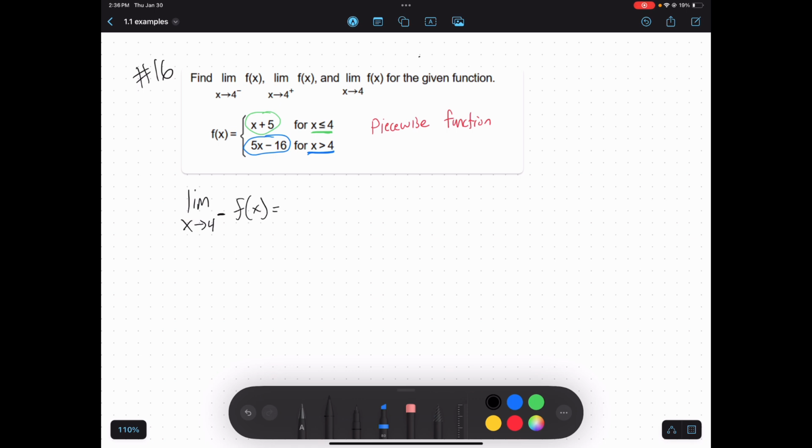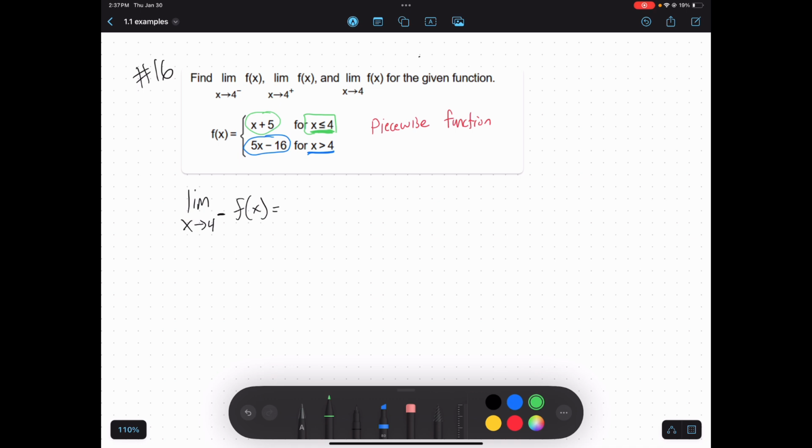Well, what does that mean? That means I want to use x values less than 4. I'm approaching from the left, so I'm approaching from numbers less than 4. That includes numbers like 3.5, 3.9, 3.99, right? I'm getting closer to 4 using values that are less than 4. Well, if I'm plugging in numbers like 3.5 and 3.9, which rule should I use? Well, that falls under this rule, right? Since x is less than or equal to 4, I'm going to use this rule x plus 5.